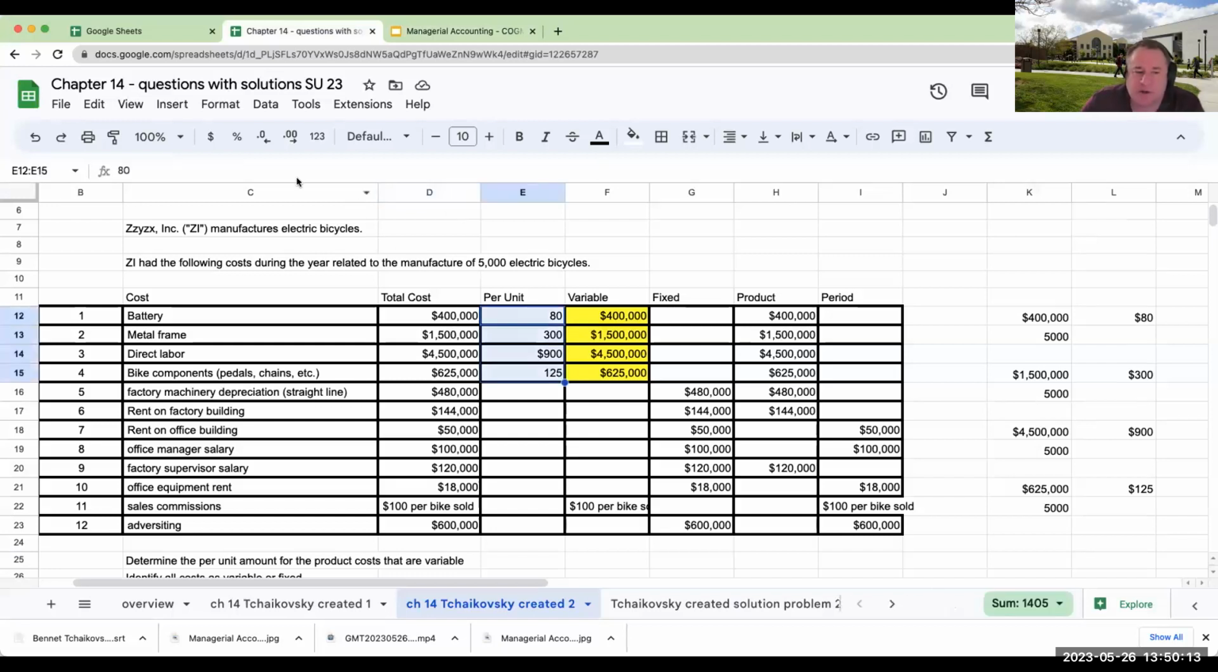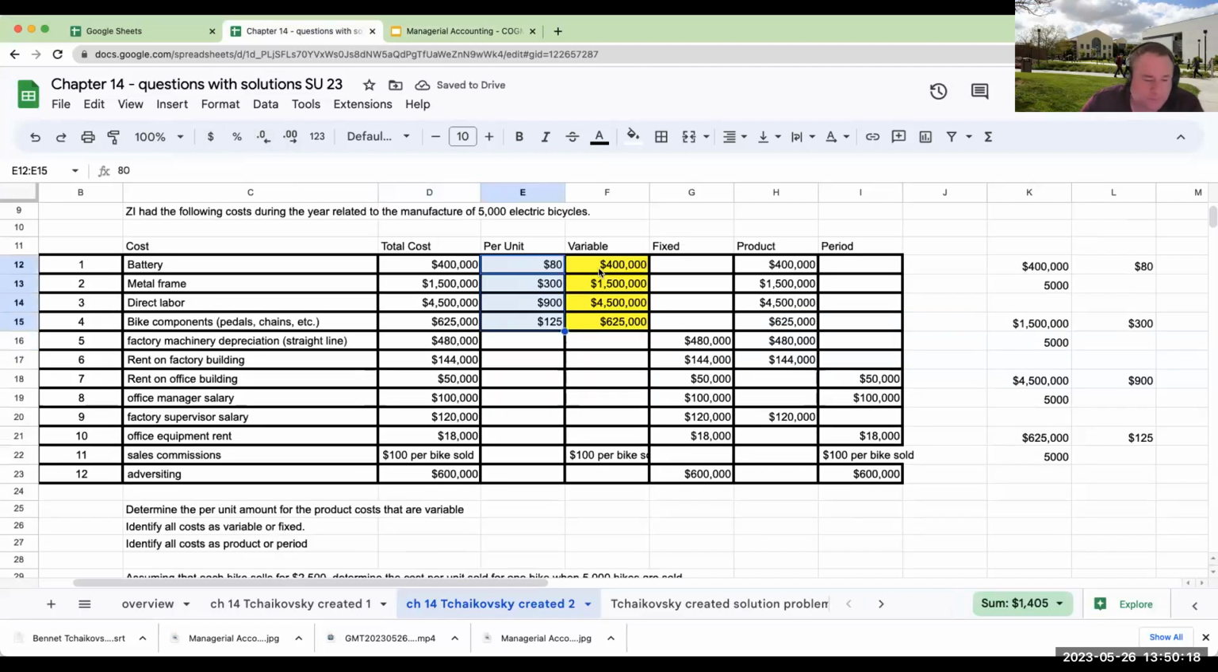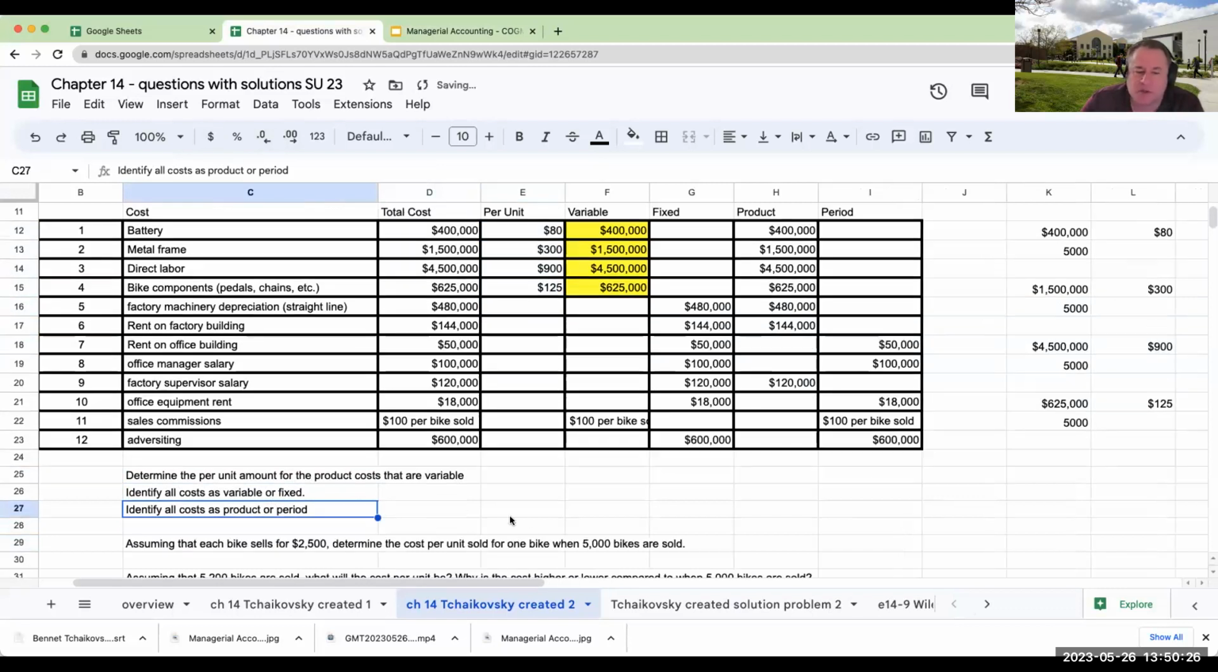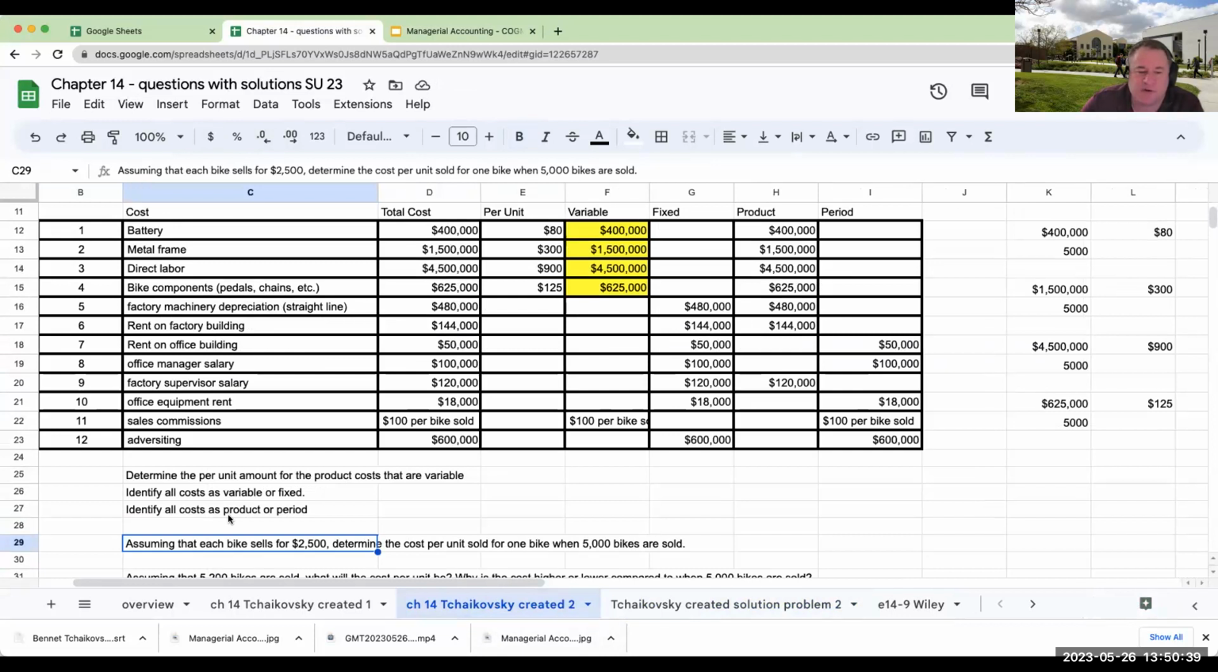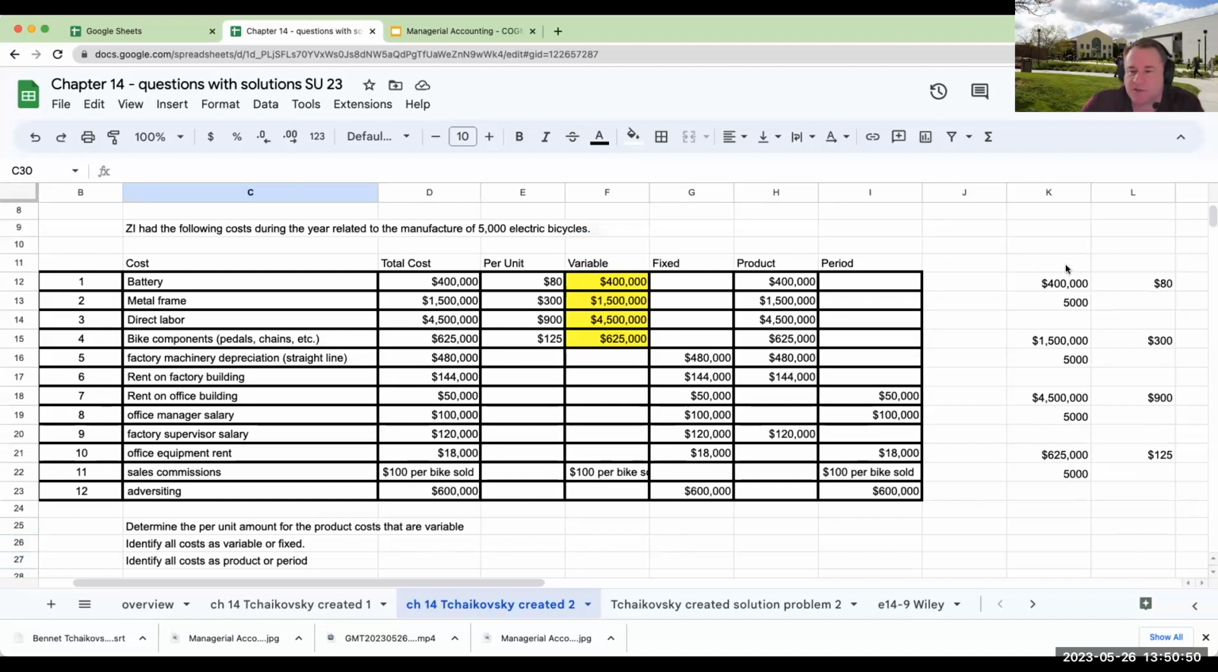is that we were asked to do the per unit for the variable costs, identify all costs as variable or fixed, and identify all costs as product or period. So assuming that each bike sells for $2,500, determine the cost per unit sold for one bike. Let me make sure I got this right. Yes, actually, no, it should be $3,500. Sorry. Determine the cost per unit sold for one bike when 5,000 bikes are sold.